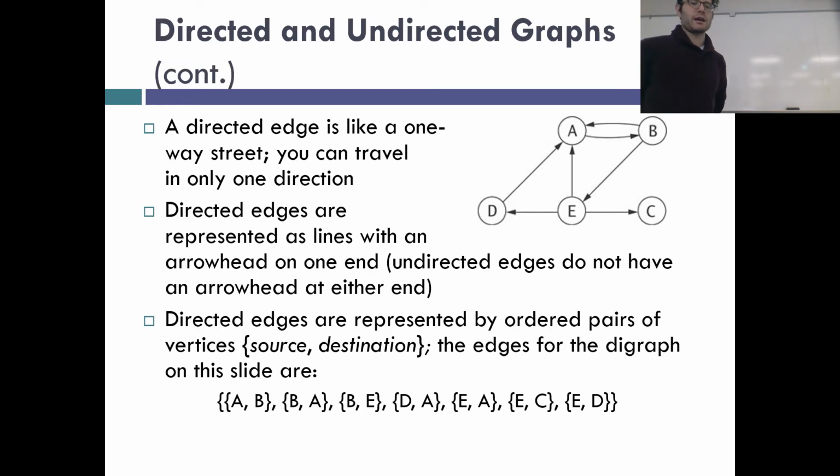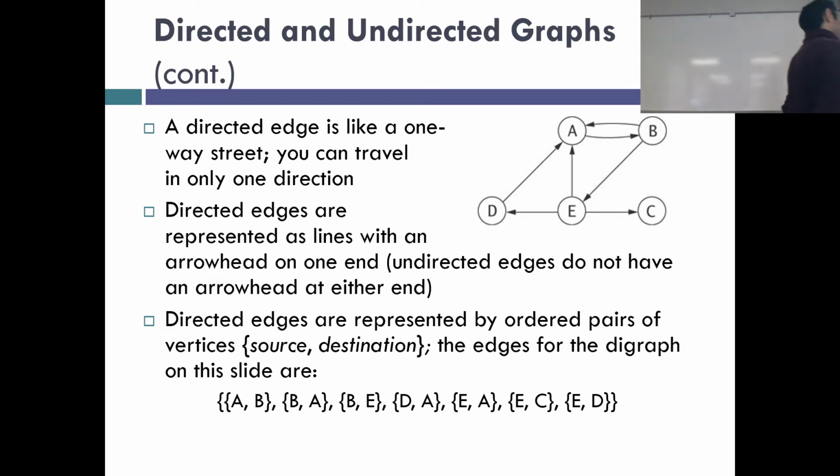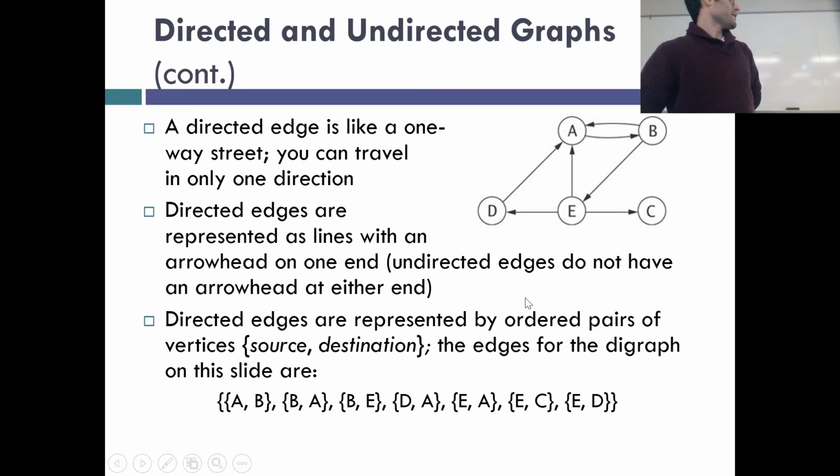and we draw, and essentially a directed edge is a one-way street. It's a one-way relationship. It only travels in one direction. So we represent it as lines with an arrow, so it goes from A to B and then B to E, okay? And then we represent edges as source, destination. So this is an edge A to B, B to A, B to E, right? B to E, but no E to B, D to A, E to A, E to C, and E to D.